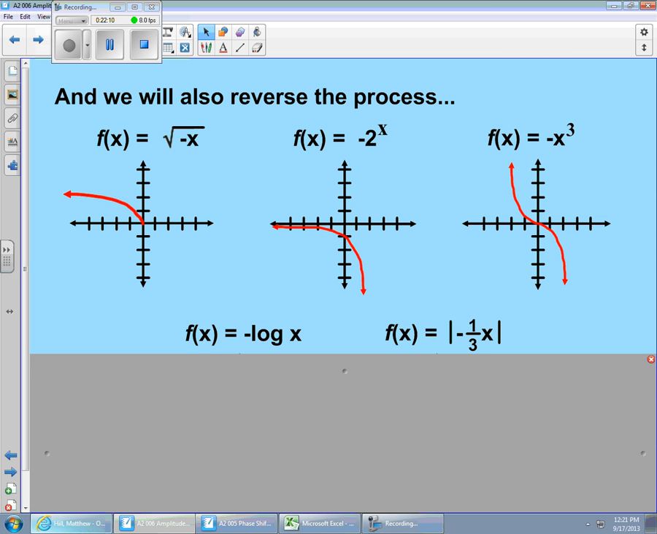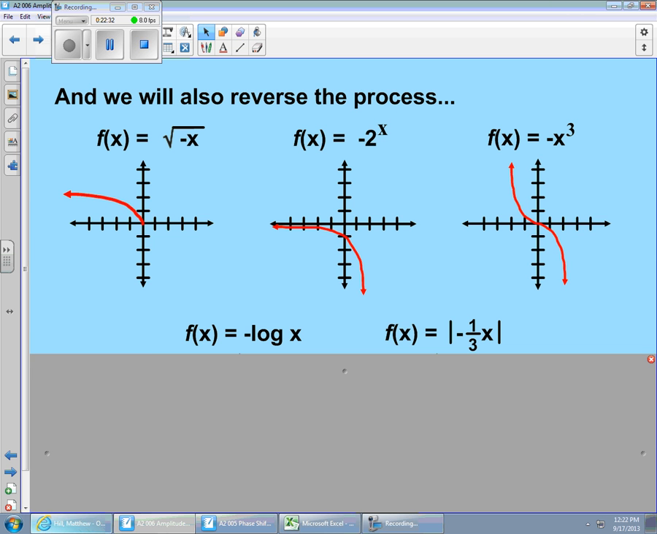So instead of it coming up along the x-axis and then turning into quadrant 1 and heading off to infinity, now it should be coming down the y-axis, crossing positive 1 on the x-axis, heading off to infinity in quadrant 4. And finally, the last function there, absolute value of negative 1/3 of x.